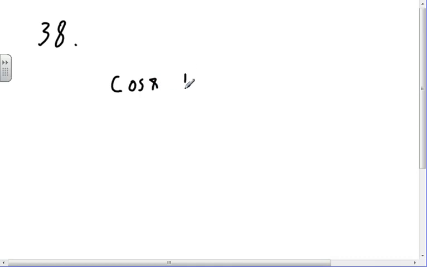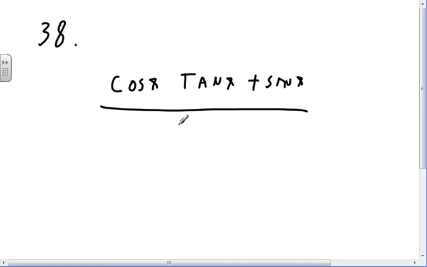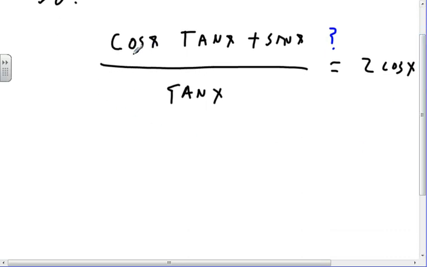Cosine tangent plus sine divided by tangent is supposed to equal 2 cosine. All right, we'll put a supposed to marker there. So that's a supposed to marker. Well, that's supposed to be the case. Okay, so we're going to change everything to sines and cosines on the left-hand side and see where we get.